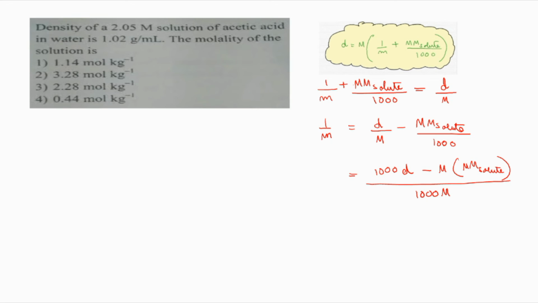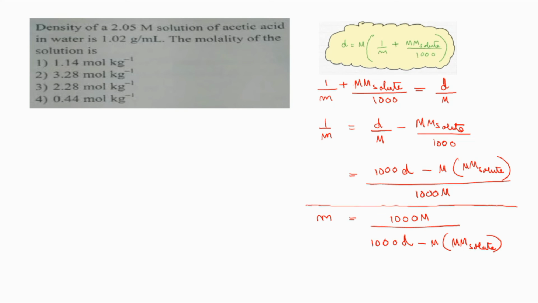Now, we need molality m. So, reverse the entire expression. That will be equal to 1000 M divided by 1000 into D minus molarity into molar mass of the solute. That's it. If you could memorize this expression also, you can do the calculations much faster. Now we are going to substitute the values in this expression. So it's going to be so easy.